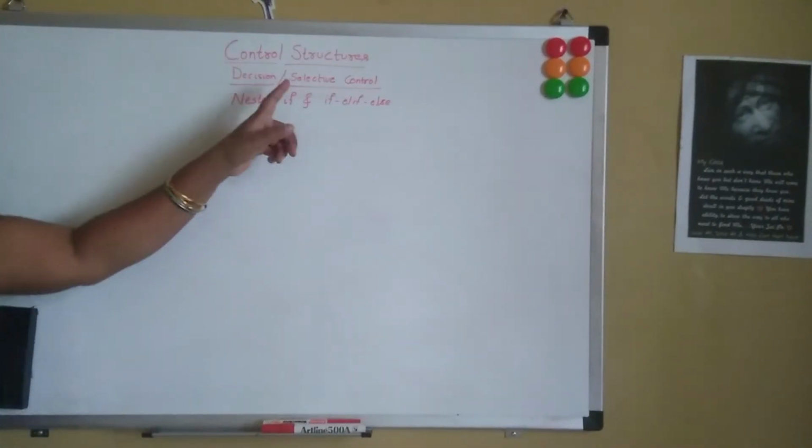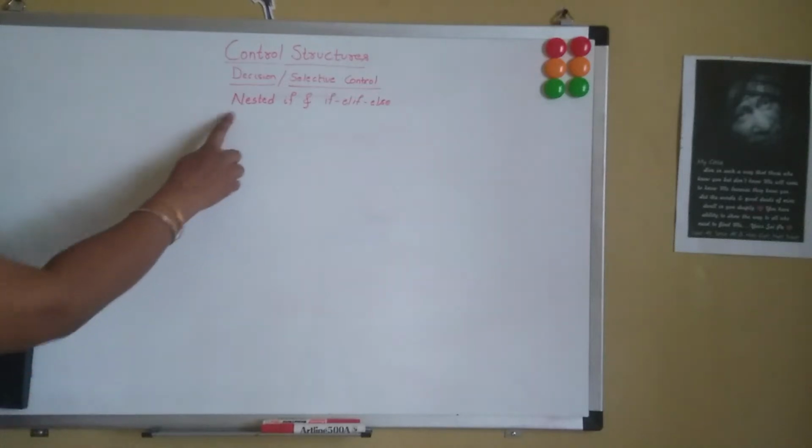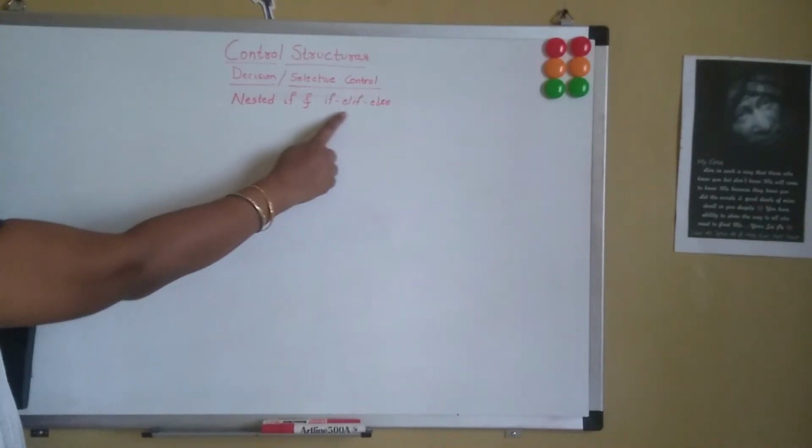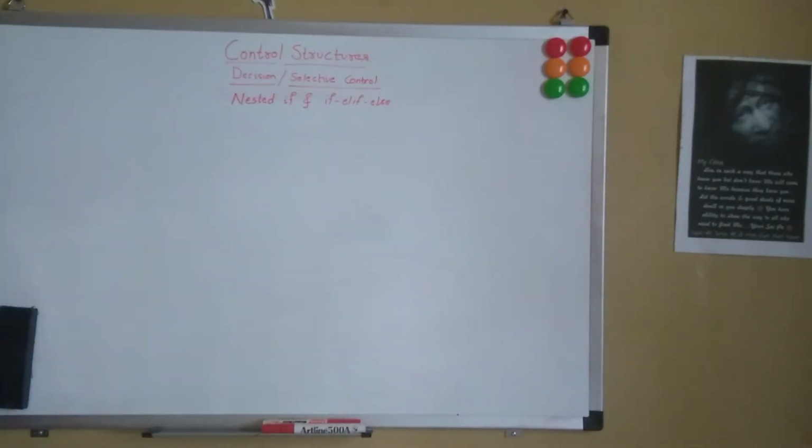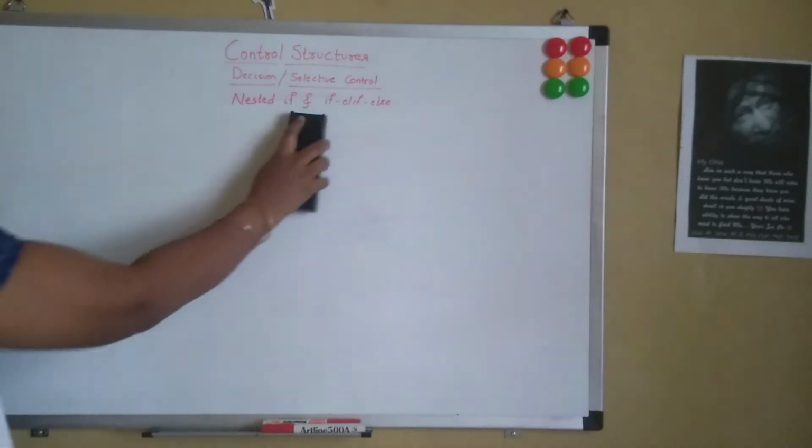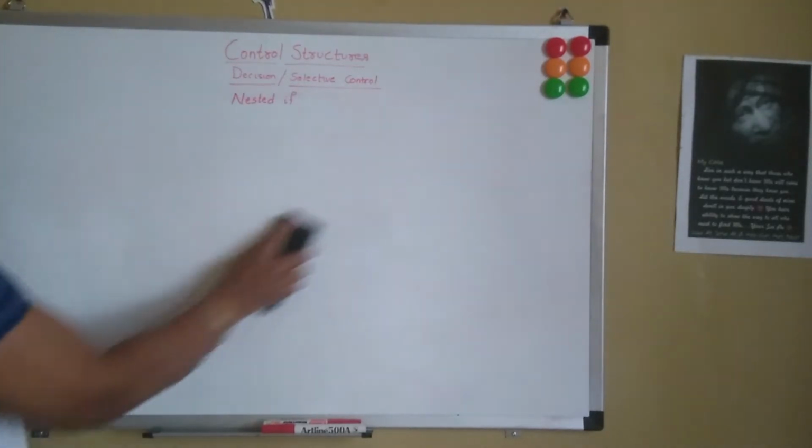In the earlier sessions, that is the previous sessions, we had looked into the sequential control flow of statements, and in decision control we had looked into the if statement and the if else statement. In today's session, under the decision or selective control, let's look into the nested if, elif and else statements. So firstly, let's look into the nested if statements.